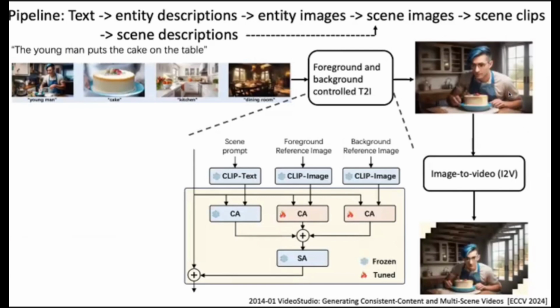And after we get the scene image, we can leverage an image to video model to generate the movement of different clips. So to train the foreground and background control text-to-image model, we can leverage a pre-trained text-to-image model and add two extra condition modules to it, and then we fine-tune the cross-attention modules of the two conditions to get the final controllable text-to-image model.